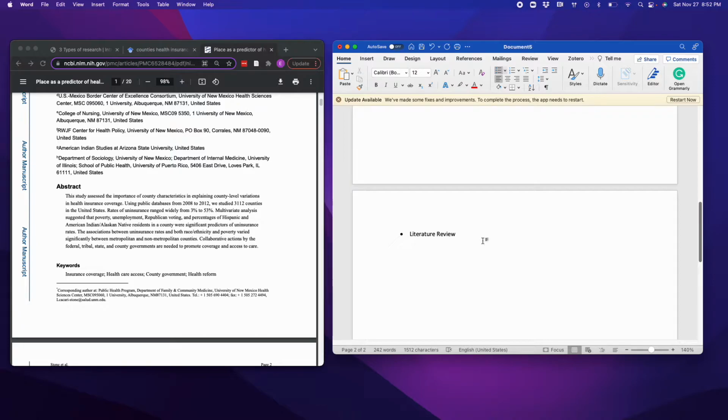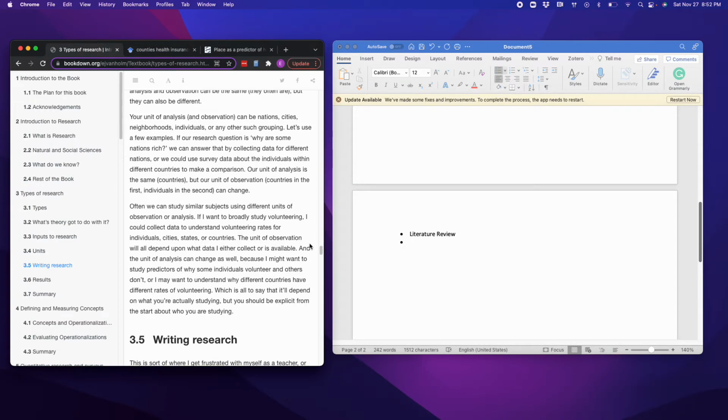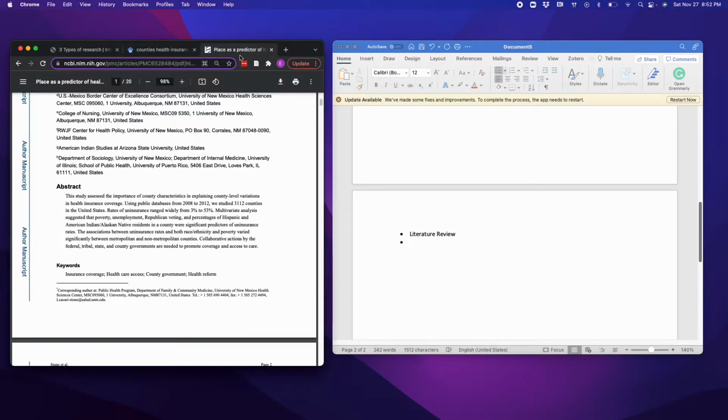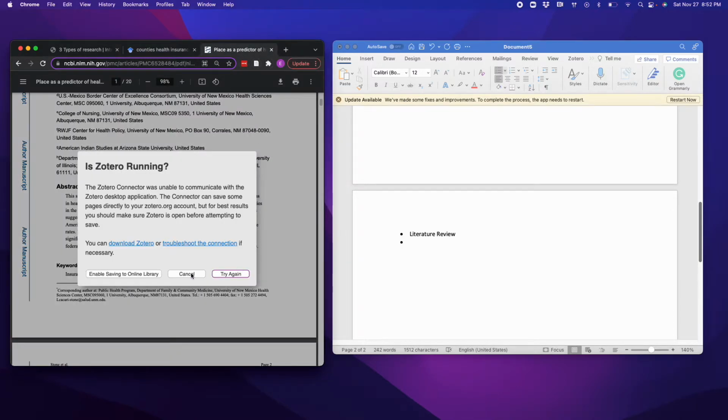I'm going to want to start to build out a list of what articles I'm reading and what I'm finding. One of the reasons I use Google Scholar is because it can connect to Zotero. Zotero I go over in the video on annotated bibliographies, so I'm not going to do it in detail. But I'm going to click on Zotero. I don't have it open. I need to have the version open on my computer before I can use it.